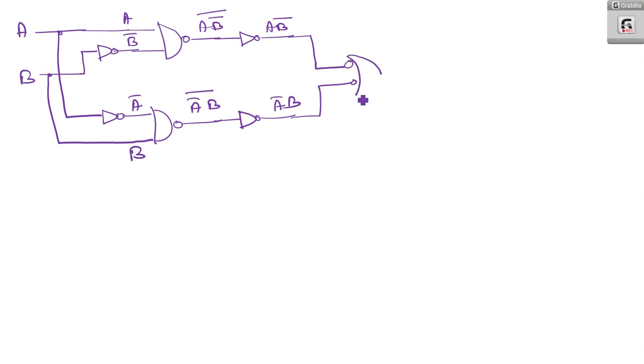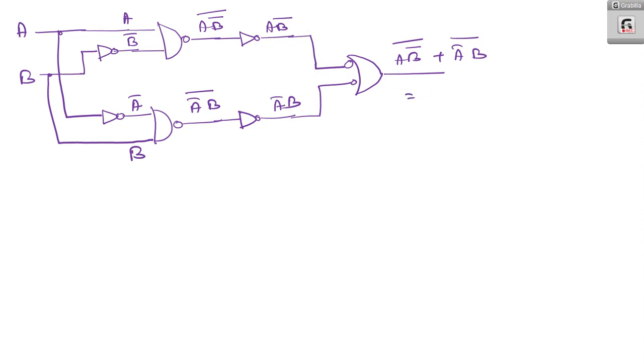Now coming to the bubbled OR gate. Let us see what happens. So here what do you get? A B bar, bar, or A bar B bar. So here we get A B bar bar. A B bar is coming in and it is noted, and going in. So you get A B bar bar or A bar B bar.